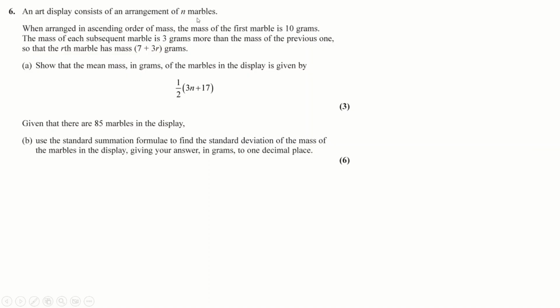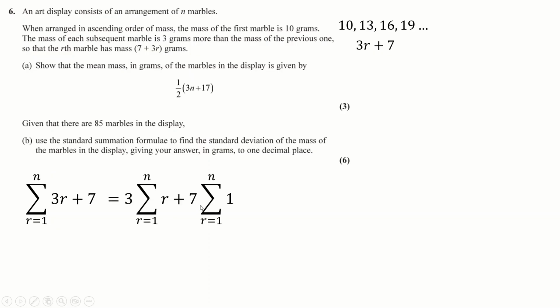But anyway, so we've got an arrangement of n marbles. The first one is 10, the second one is then 13, then 16, and so on. And they're just verifying for us that the nth term of this is indeed 3r plus 7, which is fine. Show the mean mass is this thing here. So if we just add up a bunch of 3r plus 7s, r ranging from 1 to n, and then divide that by the number, which is n, we'll get the mean. So okay, let's do this.